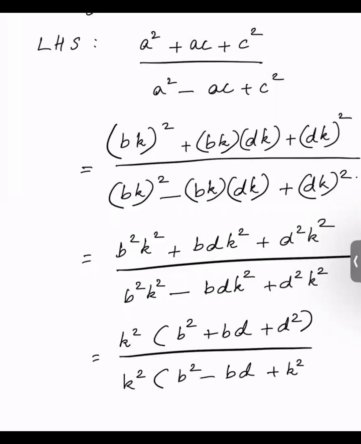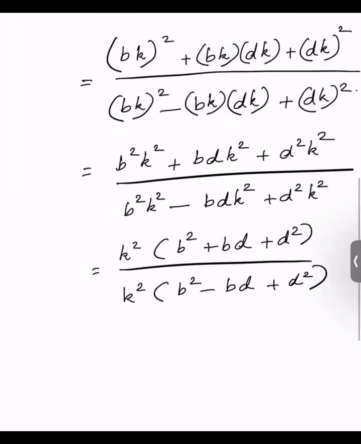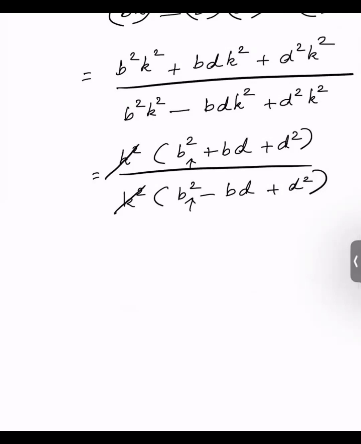Now doesn't BD just get cancelled completely? Which BD? Can I cancel like that? The middle terms? No, it is not multiplication terms. They are added. Those terms are connected using addition or subtraction symbol. I cannot cancel them. I can cancel this K square and this K square. But if one K square was lying here and one K square lying there in between, I cannot cancel those K square. So B square plus BD plus D square divided by B square minus BD plus D square, right?